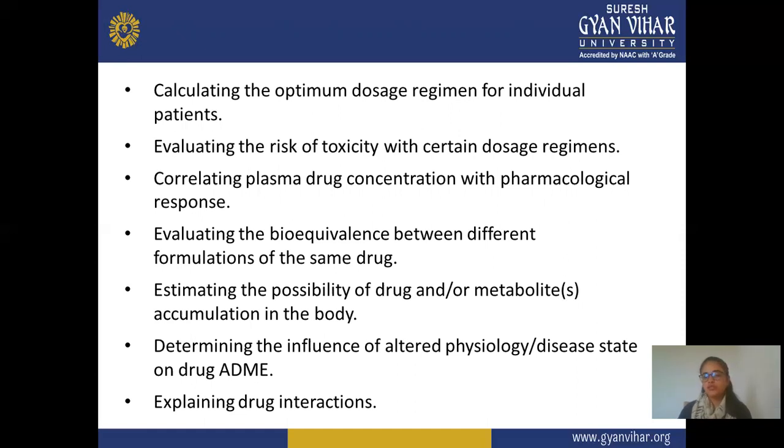And next is determining the influence of pathophysiological disease states on drug ADME. Means that particular patient is suffering from some disease. In this condition, some physiological changes or alterations take place, and due to this disease some ADME parameters are also changed or show improper ADME behavior. So with the help of the pharmacokinetic model, we check this alteration of physiology and the ADME study of the drug. Next is explaining drug interaction. Means suppose a patient is suffering from a disease and takes two drugs. In this condition, we also check how the drugs interact and how easily they show the effect. So this is explaining drug interactions also.